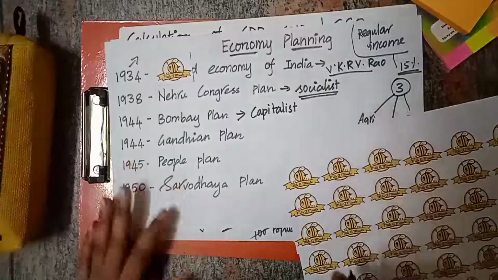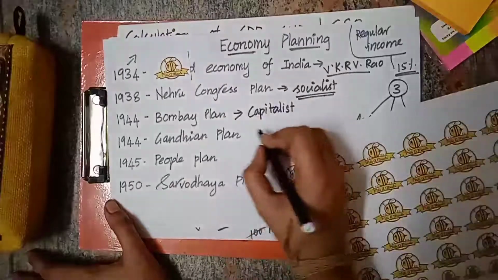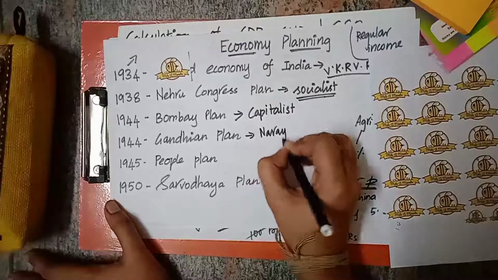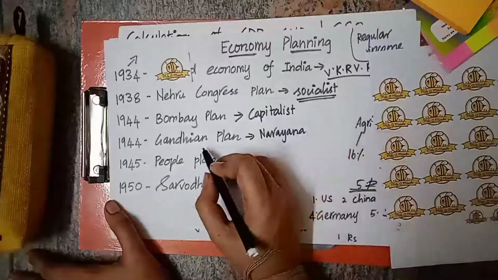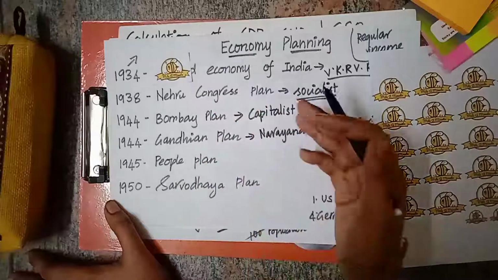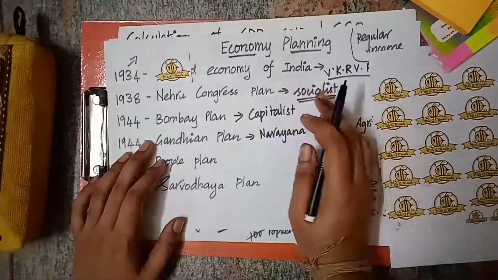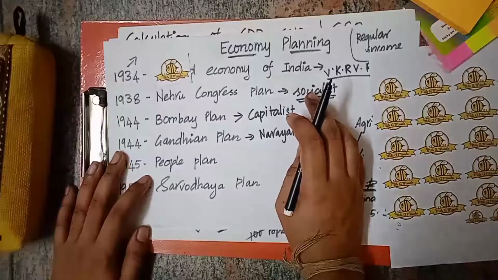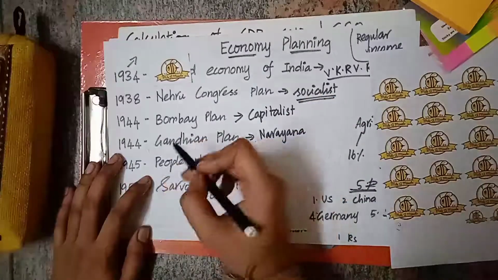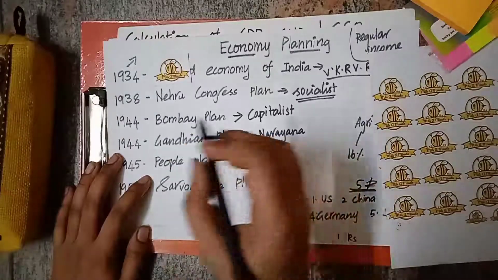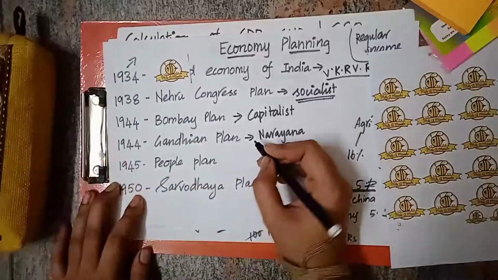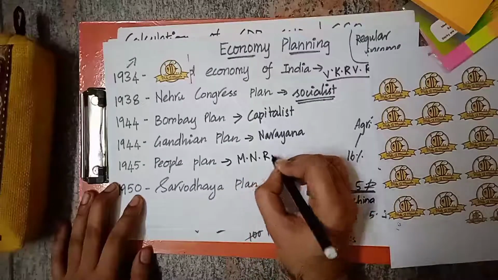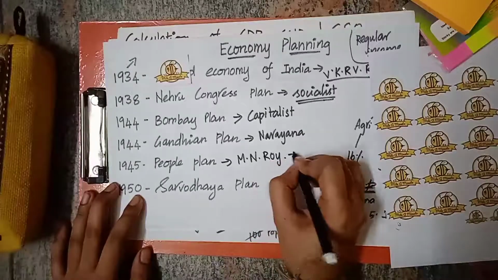And in 1944 there was the Gandhian Plan, made by Narayana Agarwal. This Gandhian Plan had a thought of taking the Indian economy toward a village-based economy. Gandhi always had this idea. So in the 1944 Gandhian Plan, made by Narayana Agarwal, the idea was to take our economy as a village-based economy. And in 1945 the People Plan is by M.N. Roy. This People Plan is a type of socialism only. It is also in favor of socialism.